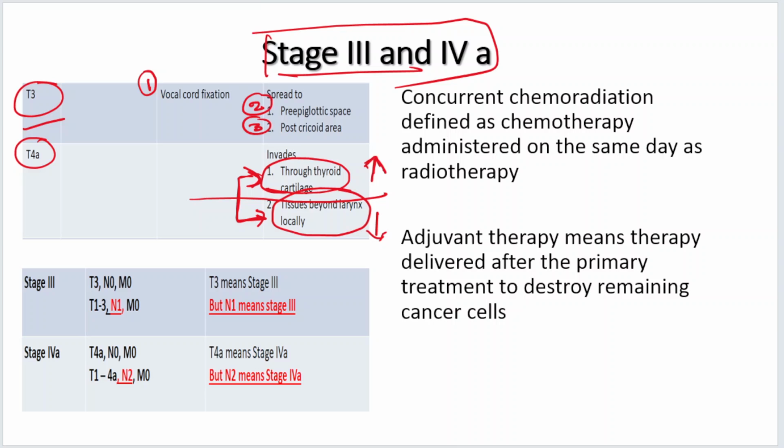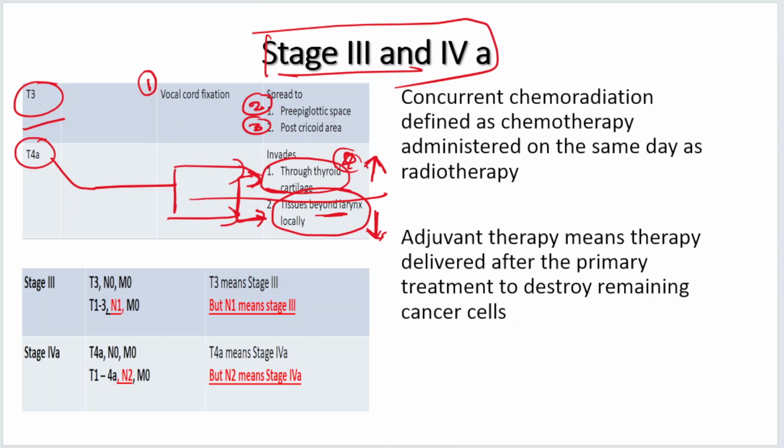If it is going into tissues beyond the larynx locally, you deal with it in a totally different way. In T4 itself, there is so much variation in the treatment. That's why thyroid cartilage invasion becomes like a cornerstone, like a benchmark, whether there is thyroid cartilage invasion or not. We will see why.